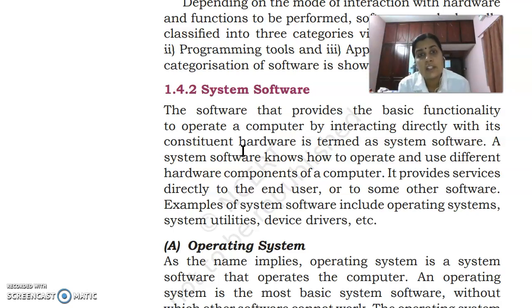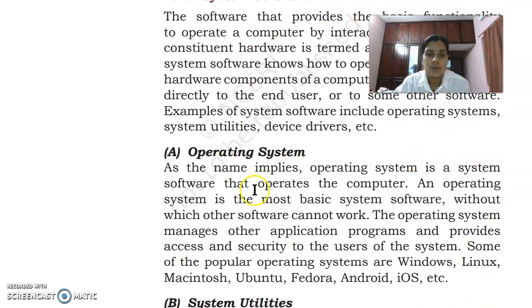Software is classified into three types. First classification is system software. It provides the basic functionality of the computer. Examples are operating system, device drivers, and system utilities.